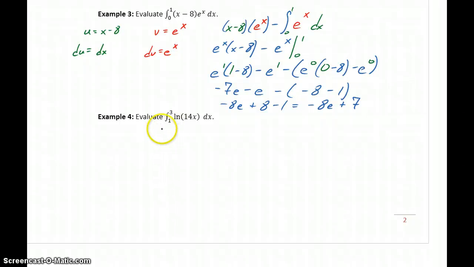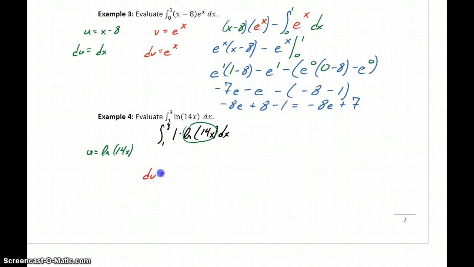And in example 4, we have a trick that we talked about back at the start of these notes. The only function here is natural log of 14x, so we'll have to look at rewriting this as 1 times the natural log of 14x dx. We have a natural log function, so we'll let u equal the natural log of 14x. dv will be whatever's left over, so in this case 1 dx.